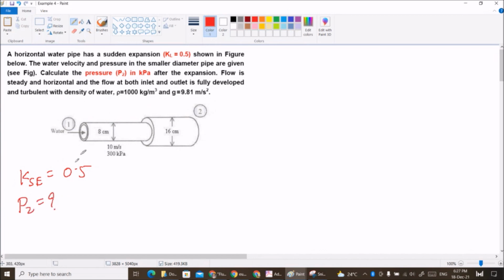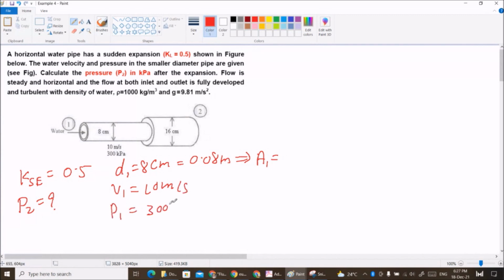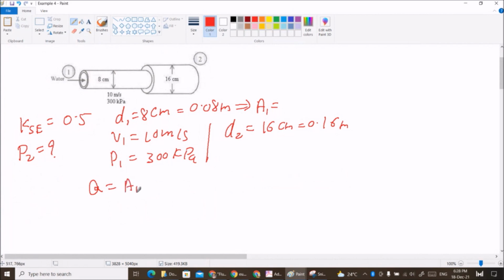After expansion, flow is steady. So what is given? D1 is 8 centimeter, equal to 0.08 meter. V1 is given 10 meter per second. P1 is given 30 kPa. Then D2 is given as 16 centimeter, equal to 0.16 meter. The density is given and g is given. Next, the flow is steady flow. Q is equal to A1 V1 is equal to A2 V2.